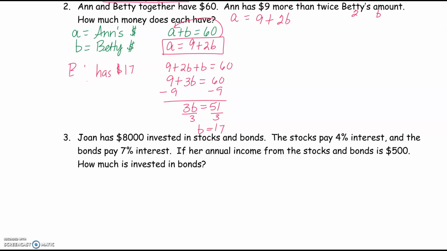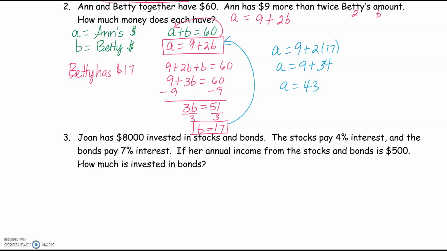Betty's name looks funny. I'm going to rewrite her name. B-E-T-T-Y. Okay. Now I'm going to take that 17, and again, you can put it into either equation. I'm just going to put it into here. So I get Ann's money equals 9 plus twice Betty's. Okay, so 2 times 17 is 34, so I get 9 plus 34. So I get that Ann has $43.